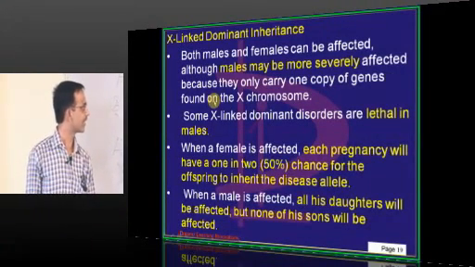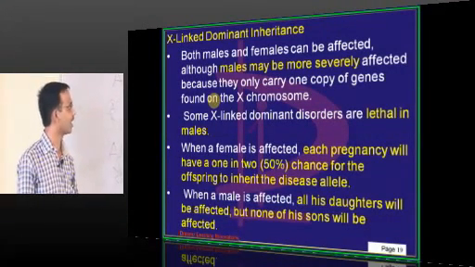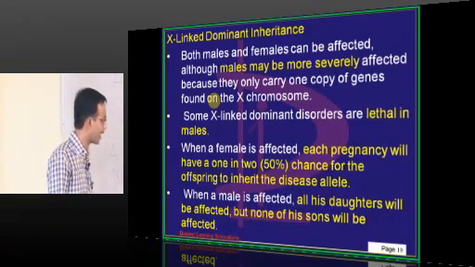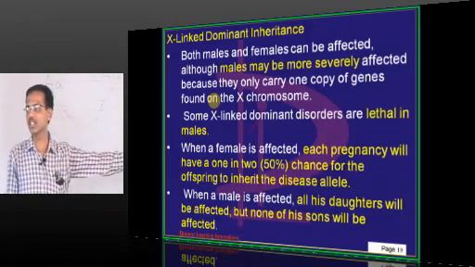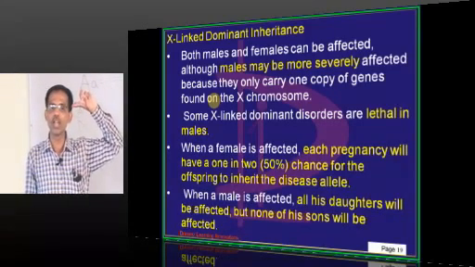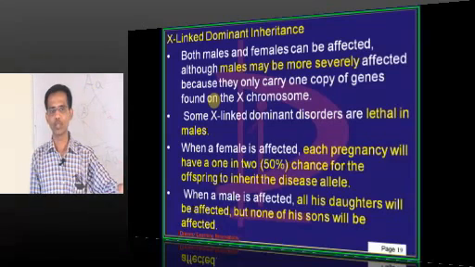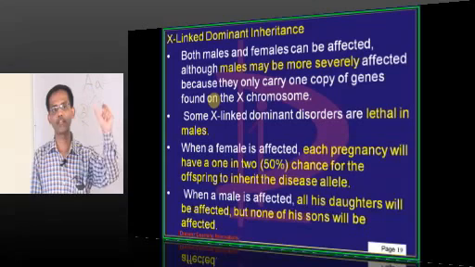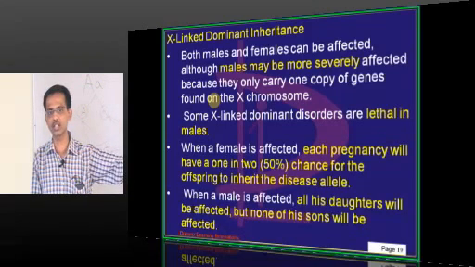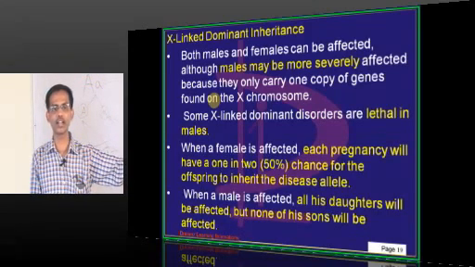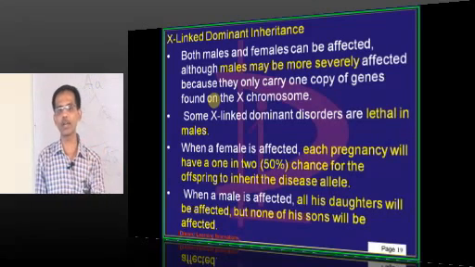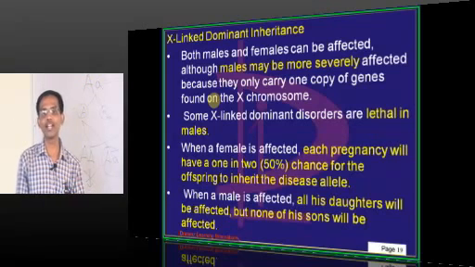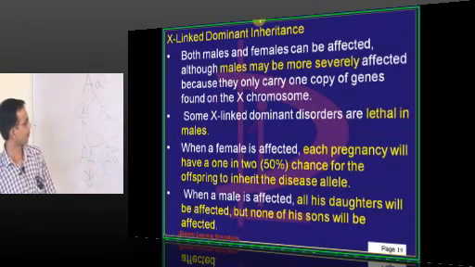When a female is affected, each pregnancy has a 1 in 2, 50% chance for the offspring to inherit the diseased allele. And when a male is affected, all his daughters are affected. This is the hallmark clinching point. Please remember, in any pedigree, look at the male, father giving it to all his daughters. Just remember this statement: father transmits the disease to all his daughters, he doesn't spare his daughters, he is really angry with his daughters and very partial to his sons, he doesn't give the disease to the son. So that is X-linked dominant disorder.